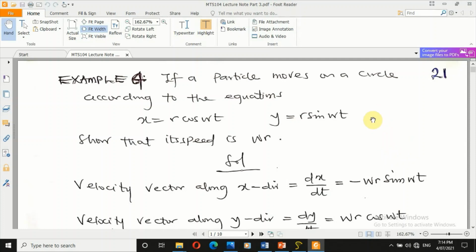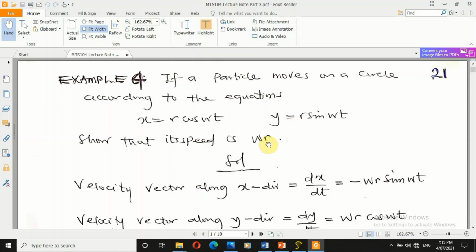So you are welcome. Like I've said, this third part is also 10 pages, as you can see here. So let's start. The first question we are going to consider now is on page 21, example 4. The question says, if a particle moves on a circle according to the equations x is r cos omega t, y is r sin omega t, we are asked to show that its speed is omega r. Look at that question. We are asked to show that its speed is omega r.